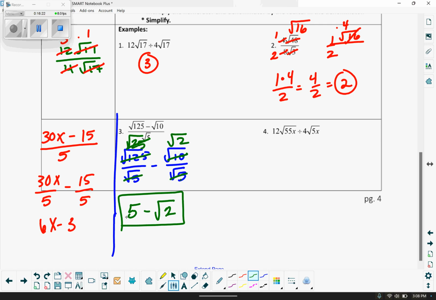The next one I have division. Again, I would probably stack them unless you like to do 12 divided by 4. You can do it either way, but I like to stack them. So I'm going to say 4 radical 5x. 12 divided by 4 gives me 3. 5 goes into 55 11 times, and the x's are going to cancel. So my answer on this one is just going to be 3 radical 11.